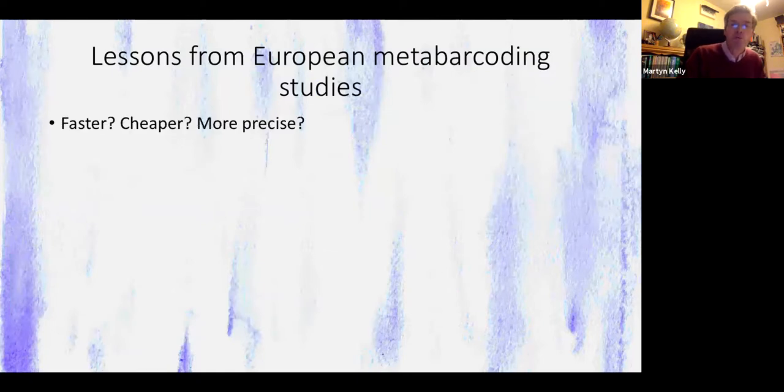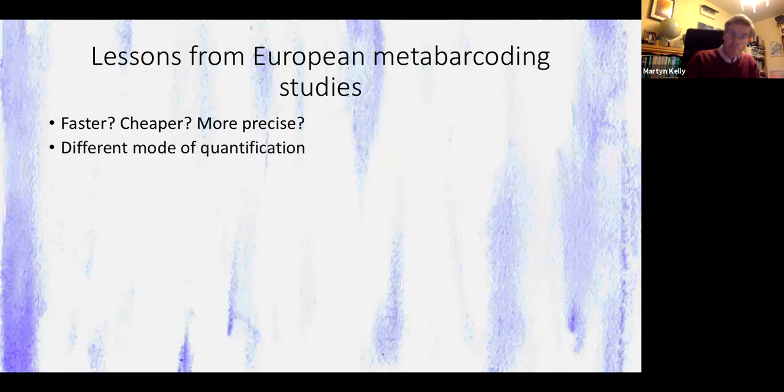So to summarize what we've learned from metabarcoding studies in Europe, well, we started out with the metabarcoding evangelists telling us that it was going to be faster, cheaper, and more precise. I haven't got time to go into all of this, but I would put a question mark behind each of those claims on the basis of 7 years experience.